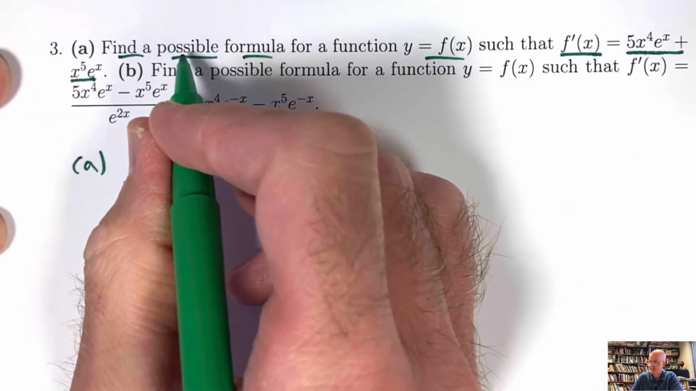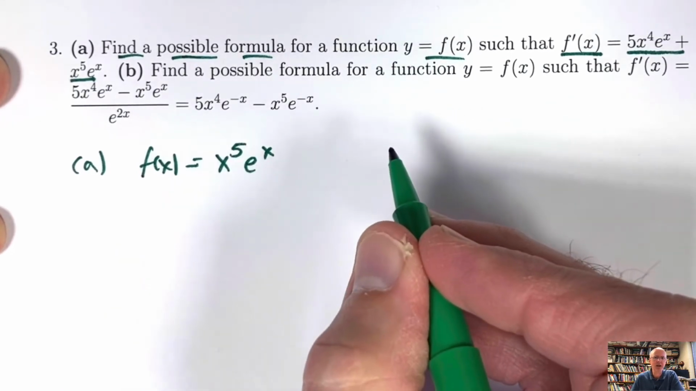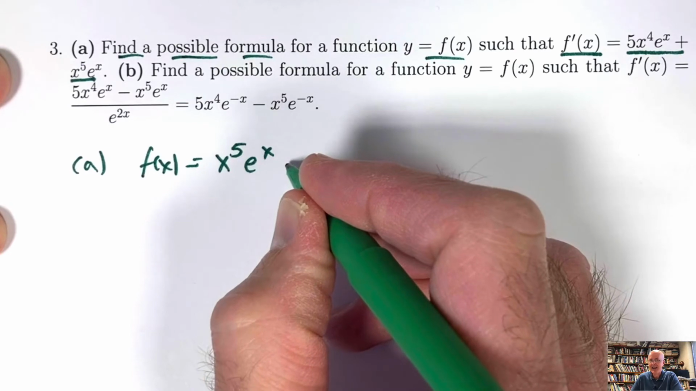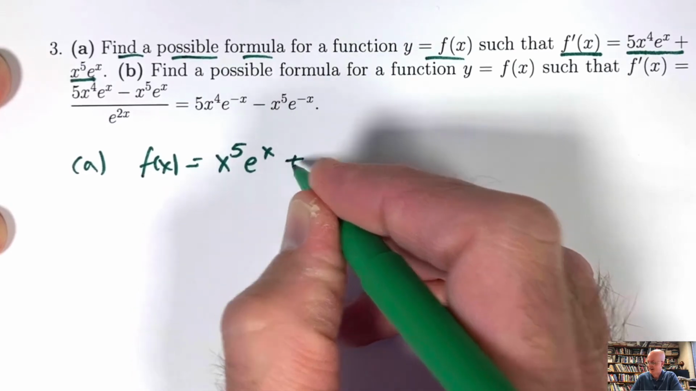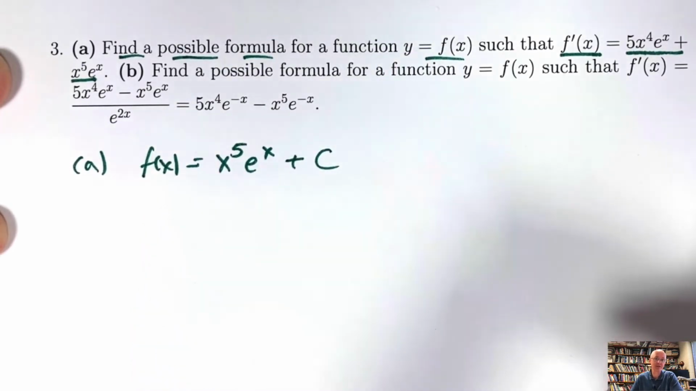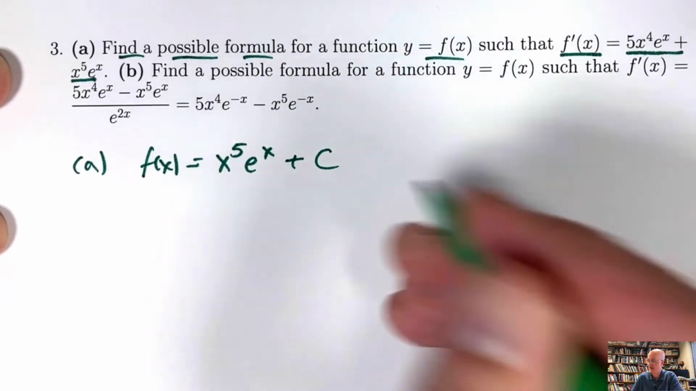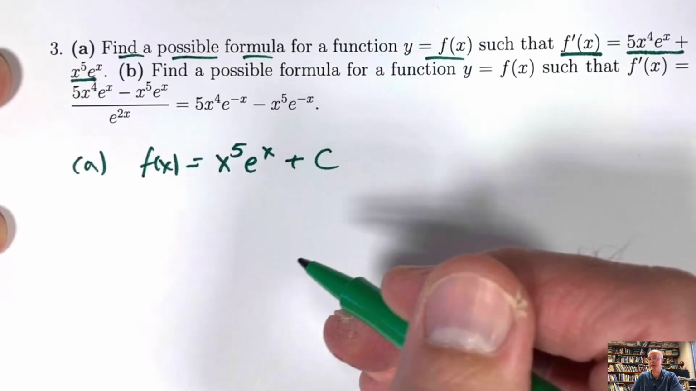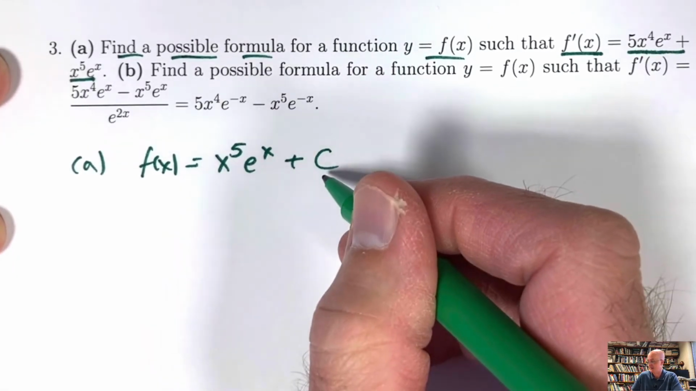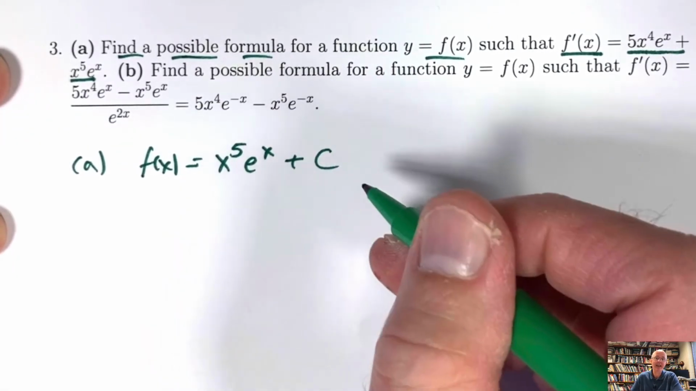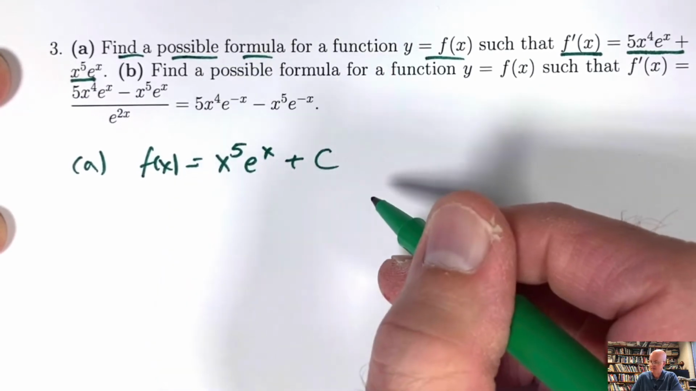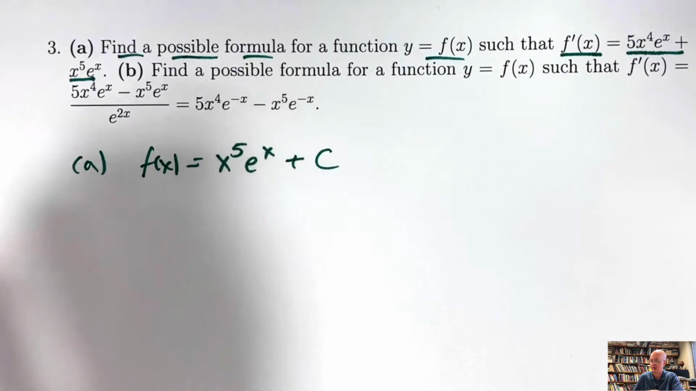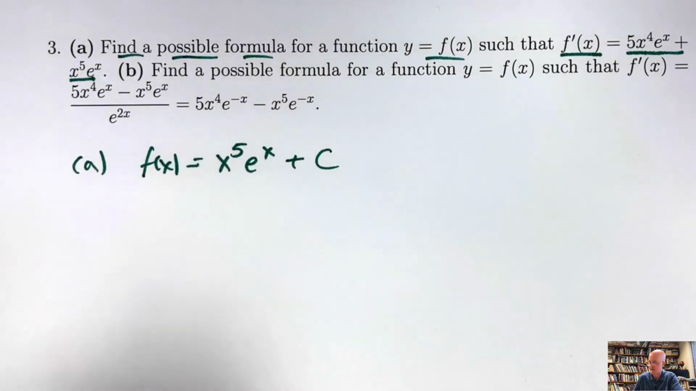It says find a possible formula. There's actually infinitely many answers. How can that be? Well, you can add any constant here. I could write plus c. I could pick a particular c like I initially did, c equals 0. I could pick c to be 1. I could pick c to be 2. I could pick it to be pi. I could pick it to be a million. I could pick it to be negative a billion. Okay, any c works. I will leave the plus c here, but just realize to answer the question, you can pick a particular c like c equals 0.